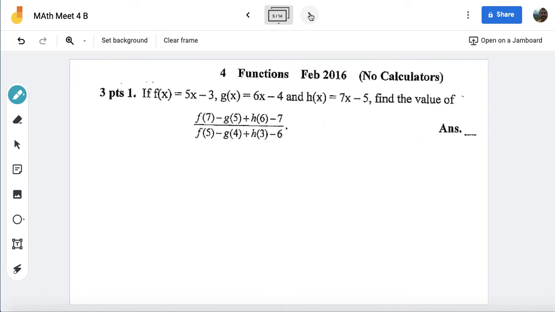Let me just talk you through this one before bailing. F of x equals 5x minus 3, g of x equals 6x minus 4, h of x equals 7x minus 5. Find the value of, oh wow, it takes a while, but it's pretty straightforward. You just plug in numbers. You plug a 7 into the f function, that belongs here. Plug 5 into the g function. Don't forget the minus signs, plus sign, minus sign. So it's really just substituting and then coming out with an answer and reducing it if it comes out to a fraction.